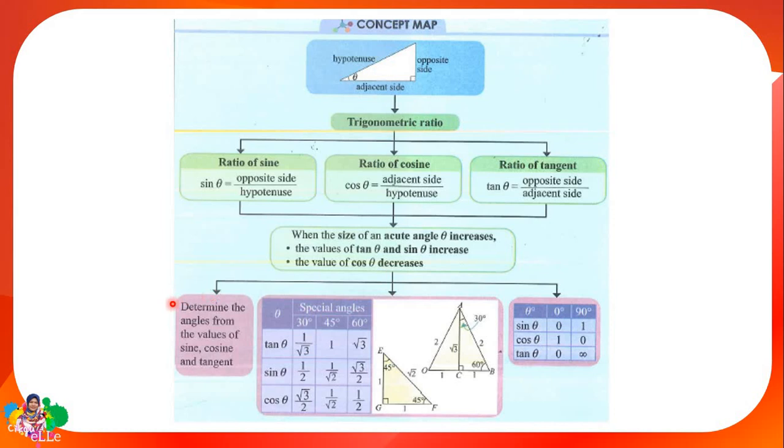You also learned how to determine the angle from the value of sine, cosine and tangent by using calculator. And I have shown you how to find the value of sine, cosine, tangent for the special angles, which are 30 degrees, 45 degrees and 60 degrees. For your additional information, the value of trigonometric ratio for 0 degrees and 90 degrees, you can refer to this table. Sine 0 equals 0. Sine 90 equals 1. Cos 0 is 1, cos 90 degrees is 0. Tangent 0 degrees is 0 and tangent 90 degrees is this symbol for undefined or infinity. So that's all for this chapter.